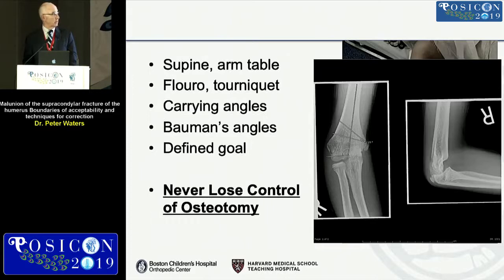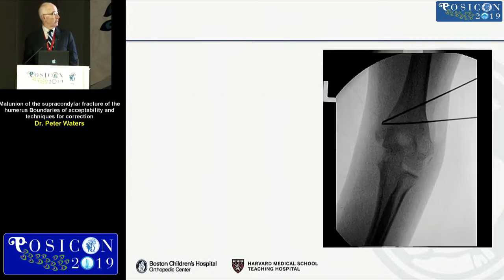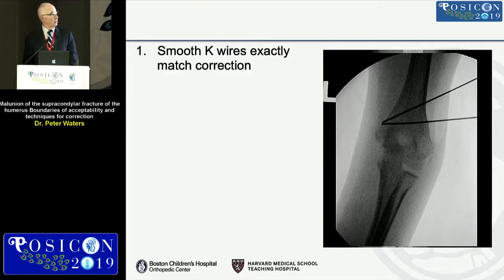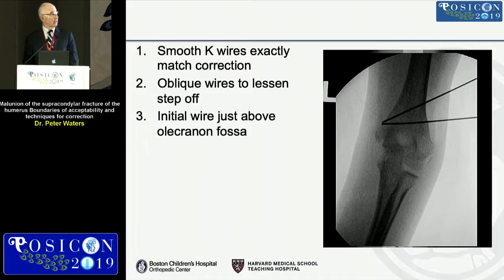The cut is planned above the olecranon fossa obliquely to correct that Bauman's angle. And you can get some correction of your flexion, but not extreme correction like you could in a dome. So if you walk through it, here it is. Place your pins, and they should almost just kiss on the medial side from lateral. And so you smooth wires in place, oblique wires lessen your step-off subsequently. You keep that initial wire just above the olecranon fossa.